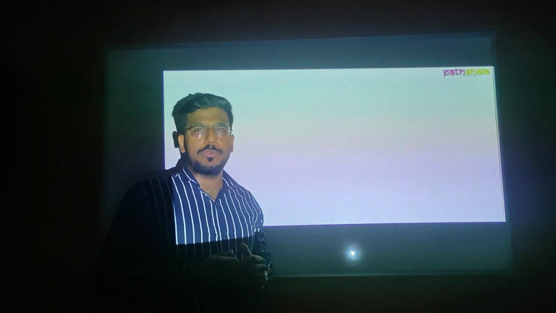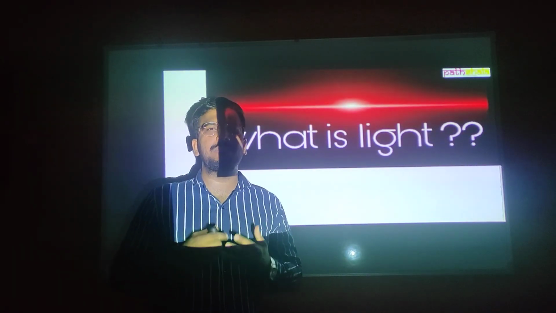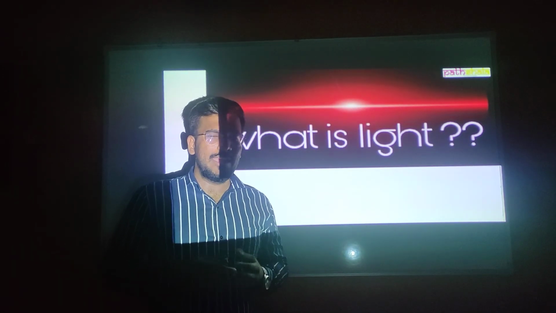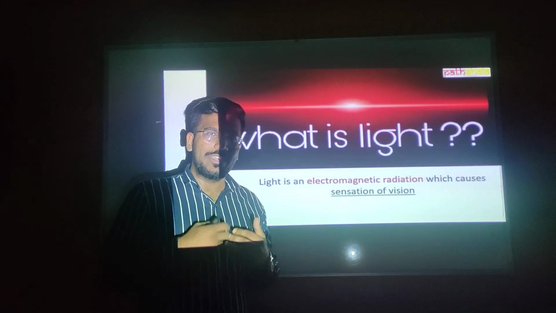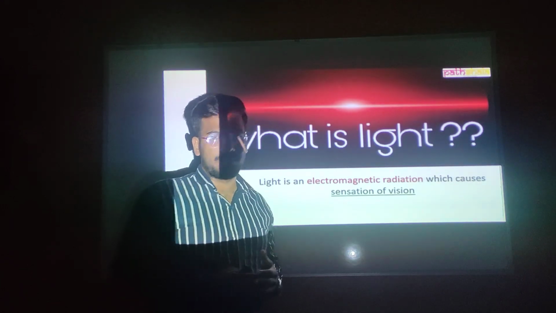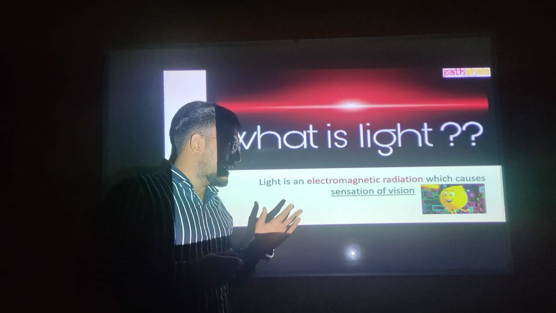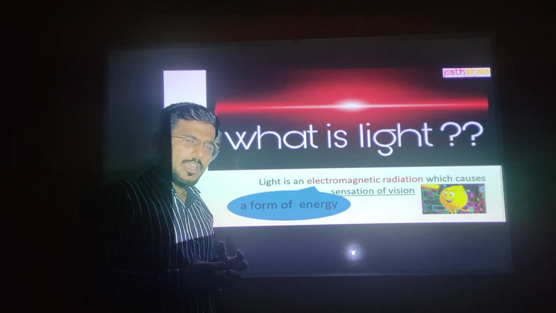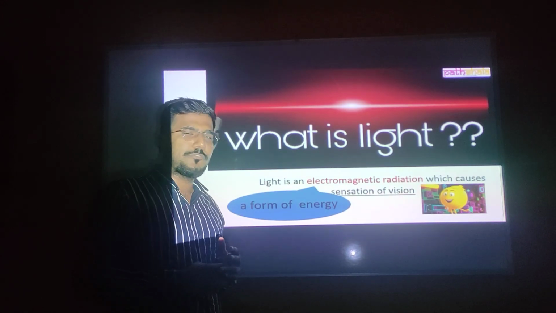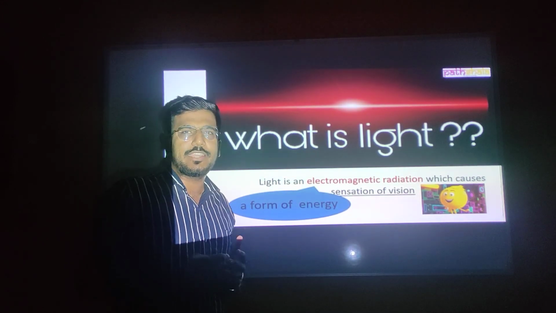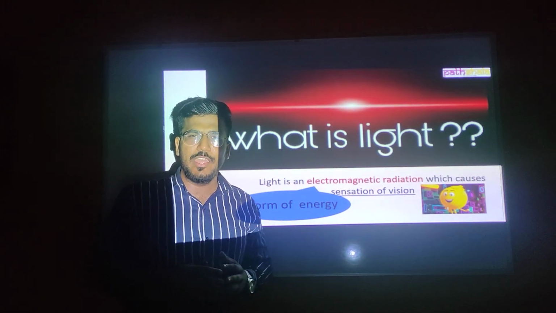Now to understand properties of light, we must know what is light. So the very first and simple question, what is light? Well, it's very simple. Light is an electromagnetic radiation which causes sensation of vision. Now sensation of vision means to see something, and electromagnetic radiation means it's a form of energy. So we can simply also say light is a form of energy or an electromagnetic radiation which causes sensation of vision. So this is a very simple thing to understand.